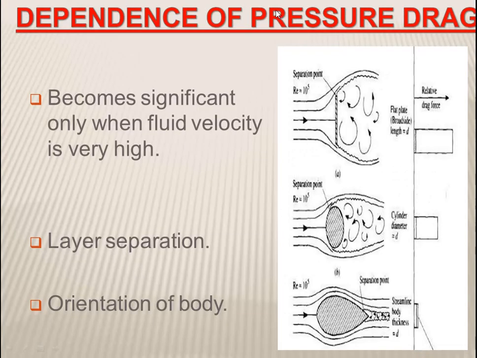Now the dependence of pressure drag. Pressure drag becomes significant only when fluid velocity is very high, and it also depends upon the layer separation, where separation of the flow takes place. And last one is the orientation of the body.